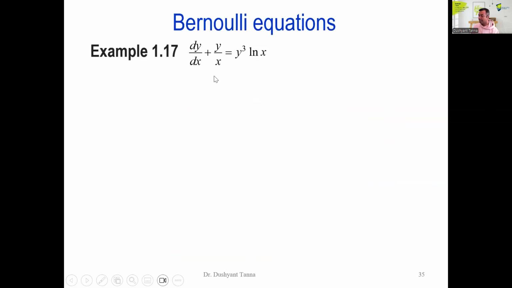Let's look at an example. dy/dx plus y/x is equal to y cubed times ln x.